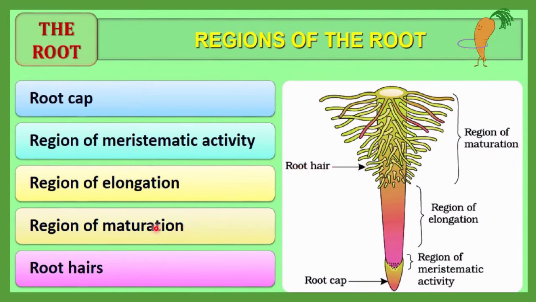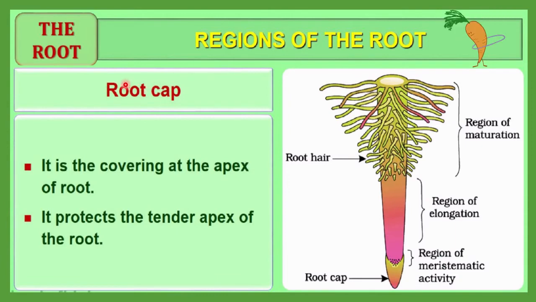So these all are the structures you can find in the roots. Let me repeat: root cap, region of meristemic activity, region of elongation, region of maturation, root hairs, like that. Okay, so let me start with the root cap.